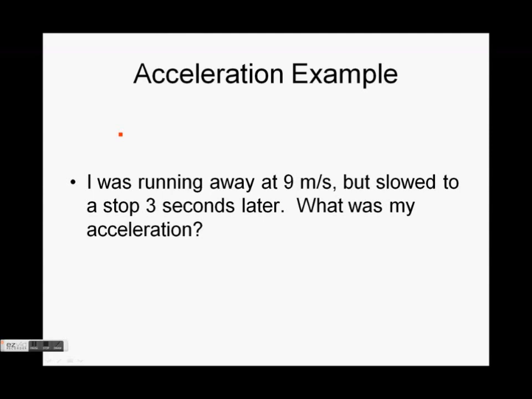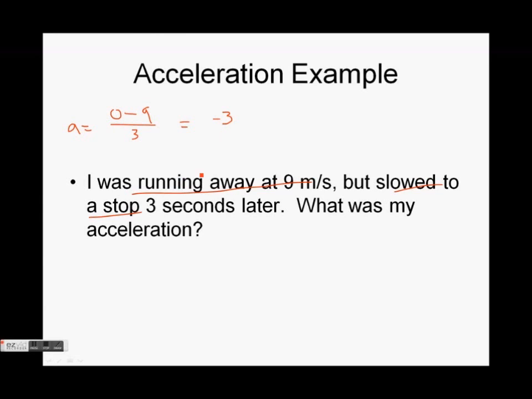Another example. I was running away at 9 meters per second, but slowed to a stop 3 seconds later. What was my acceleration? You know the formula, let's just fill in the numbers. Acceleration equals my final velocity. My final velocity says I slowed to a stop, so my final velocity was 0, minus my initial velocity, it says I was running at 9 meters per second, divided by the time it took, which was 3 seconds. I calculate it out, I get -3.